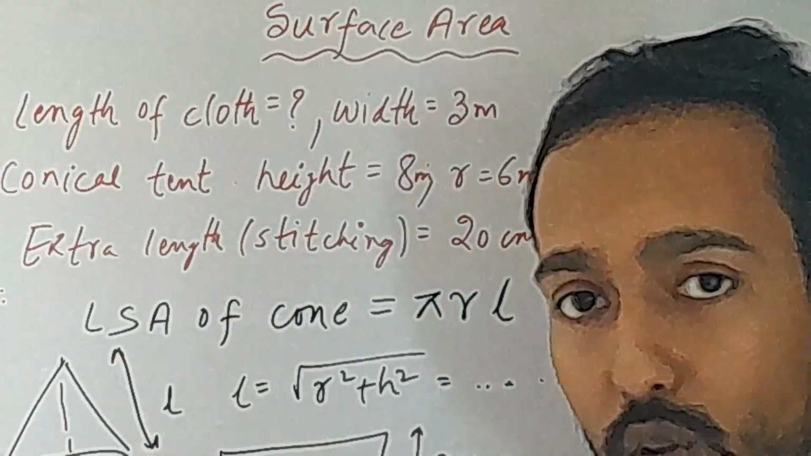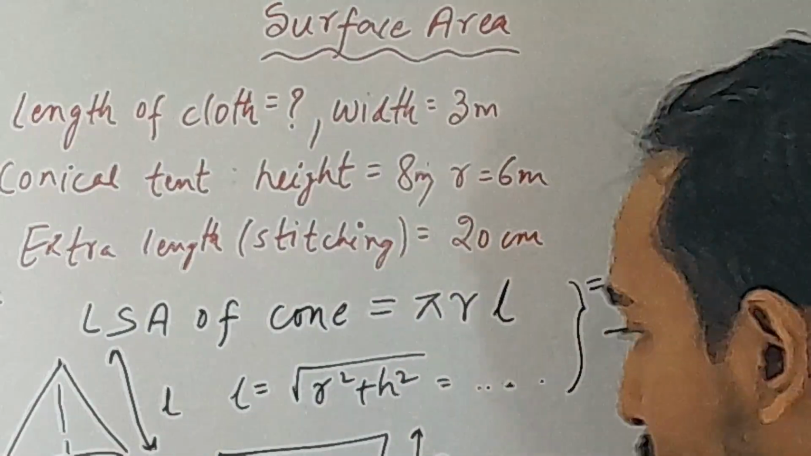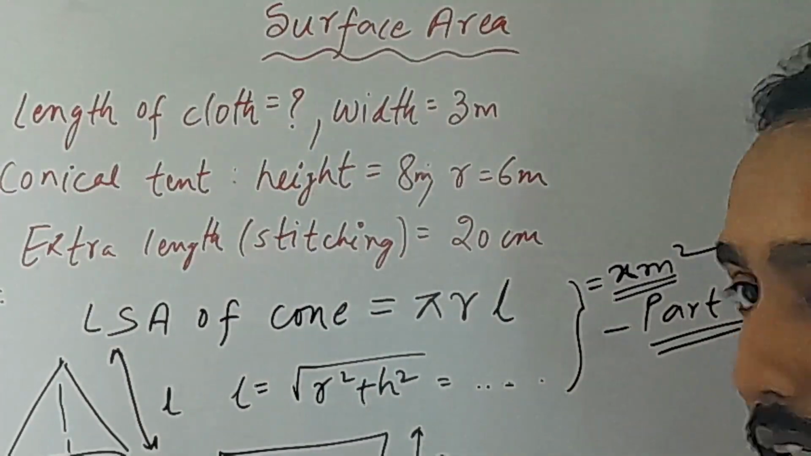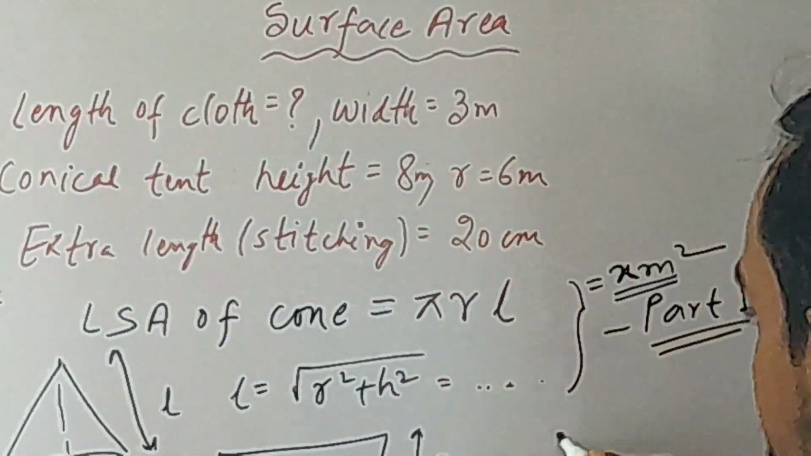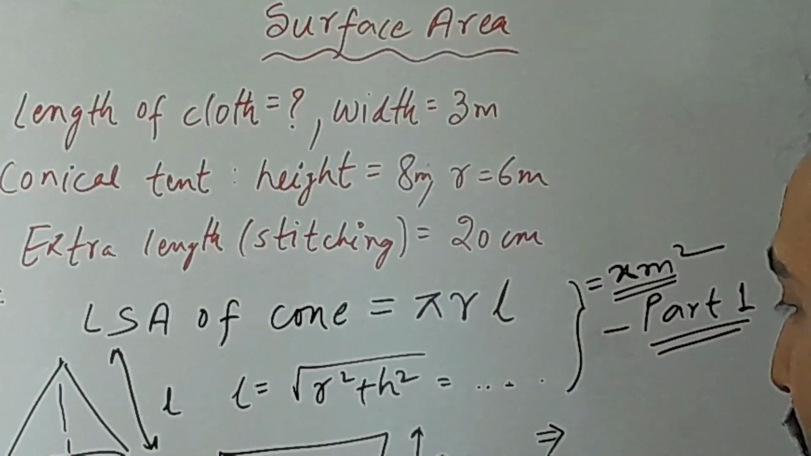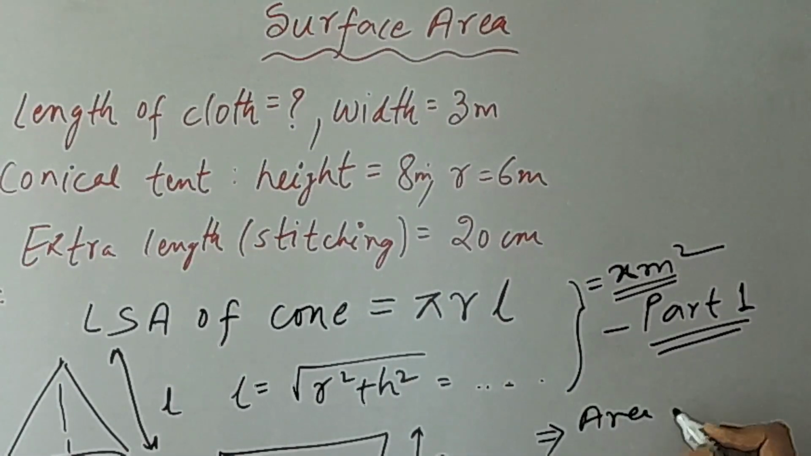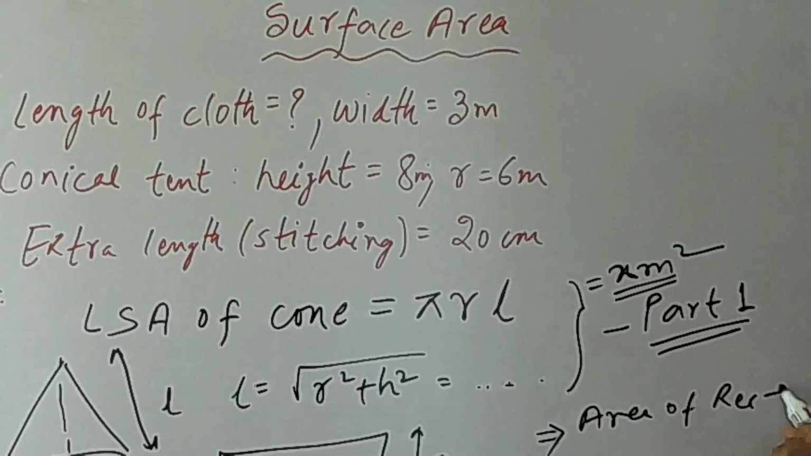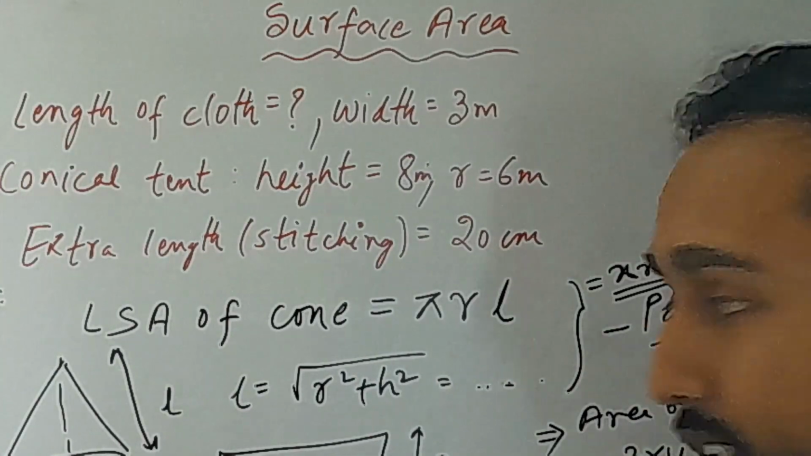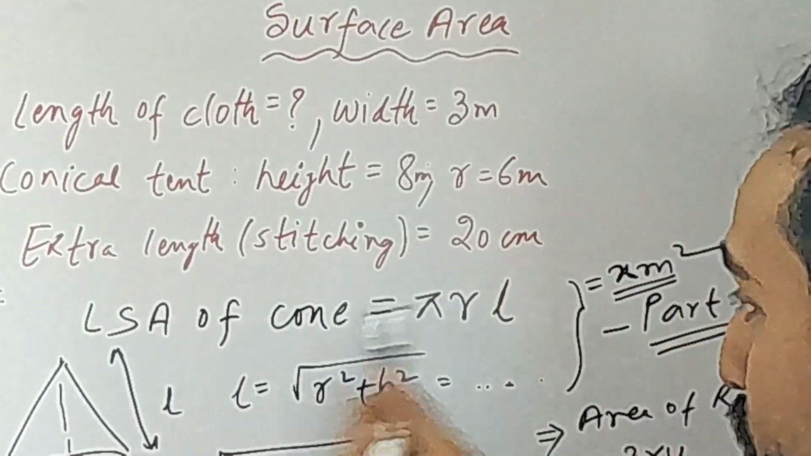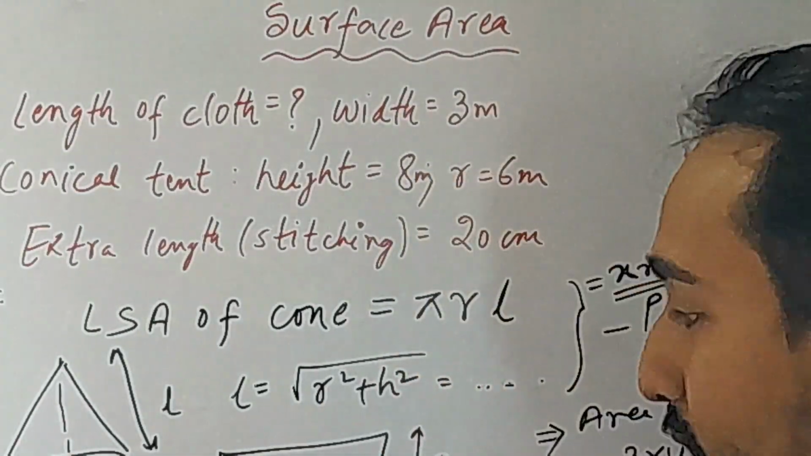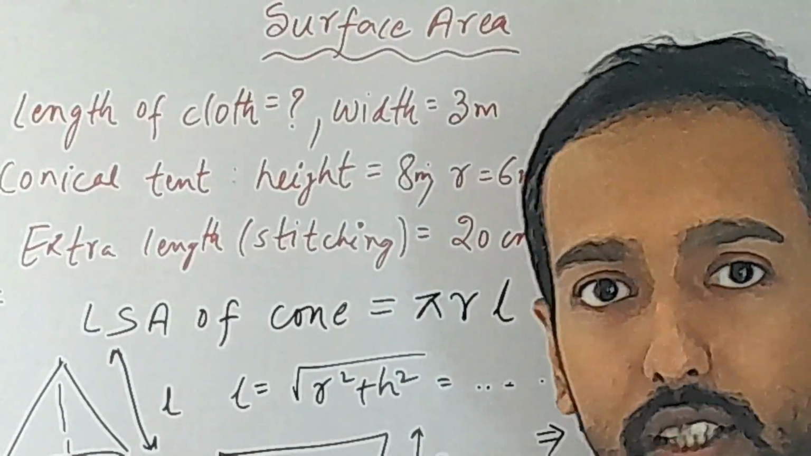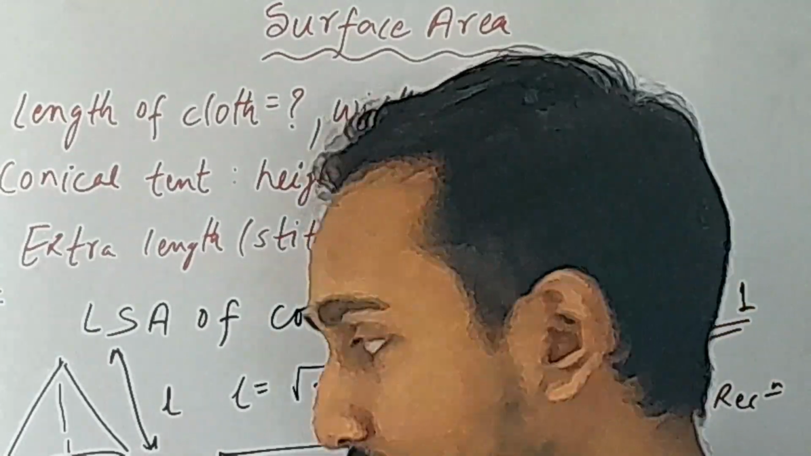Okay, so we know that the area of any rectangle is given by length into breadth. It means that the area of the rectangle is given by 3 into y, and this same area of cloth has been used to make the conical tent. So it means that the area of the rectangle will be the same as the total surface area of the cone.